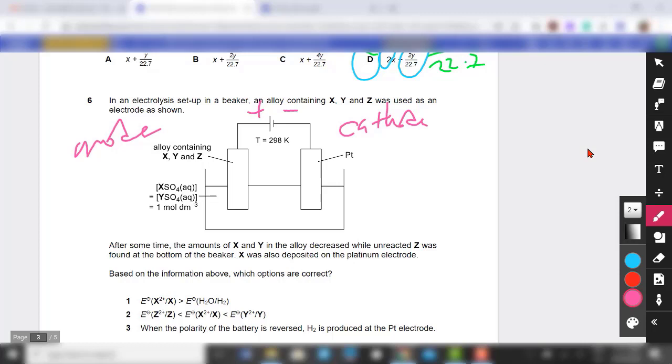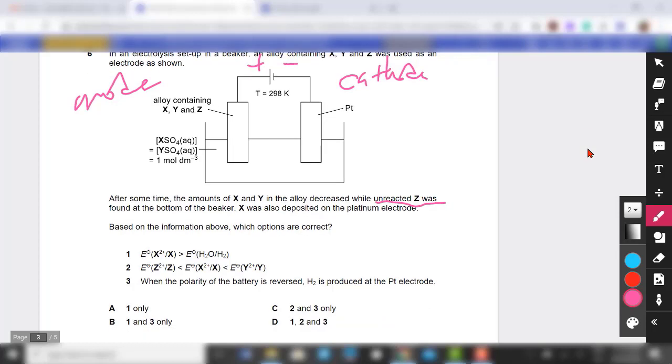Okay. If you look at the story, it reads along the line: after some time, X and Y in the alloy decreased. So that means X gets oxidized, Y gets oxidized. The unreacted Z was found at the bottom. So that means that Z is the most unreactive metal. If Z is the most unreactive metal, that means that the reduction potential of Z will be the highest. With that, if you straight away zoom into your options, you realize that option 2 is rubbish because option 2 writes that the reduction potential of Y2+/Y is the highest. Okay, so that makes elimination quite easy.